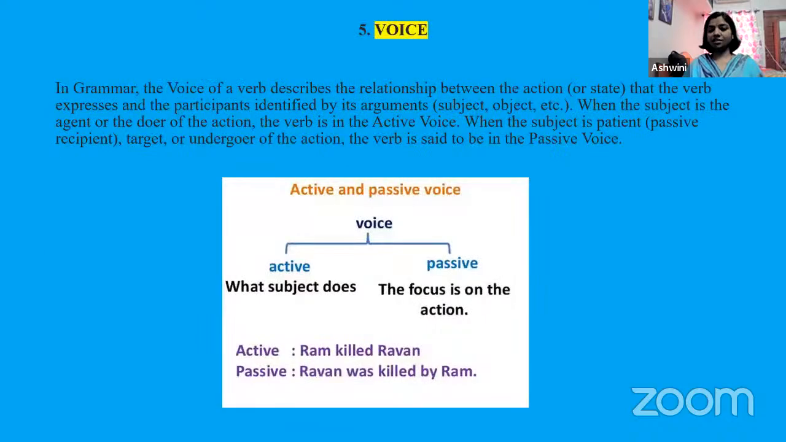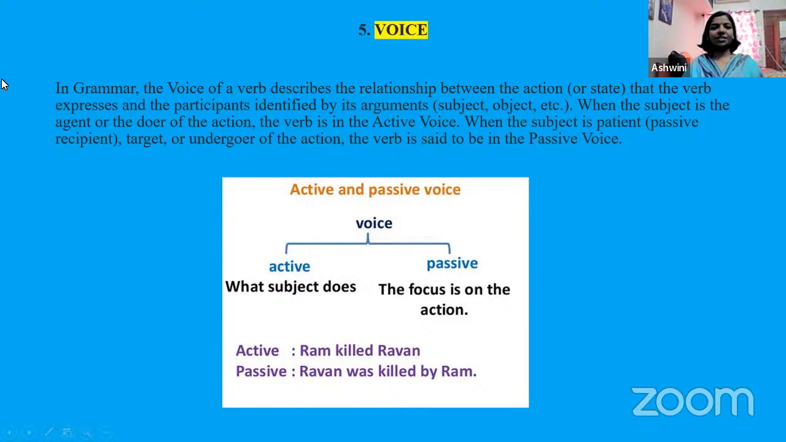And next, that is voice. And voice, yeah, we know very well, has 2 parts, that is active voice and passive voice. This is a very important section from English grammar. In English grammar, the voice of the verb describes the relationship between the action or state that the verb expresses and the participant identified by its arguments, subject, object, etc. Now here, state of the action and verb. ये पूरा, this is the play between action and the particular subject and object participants.